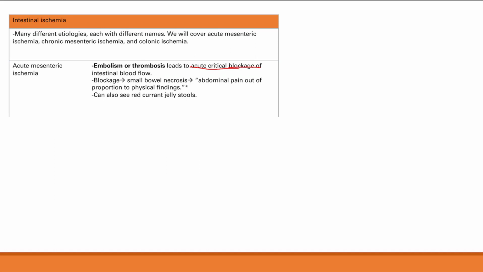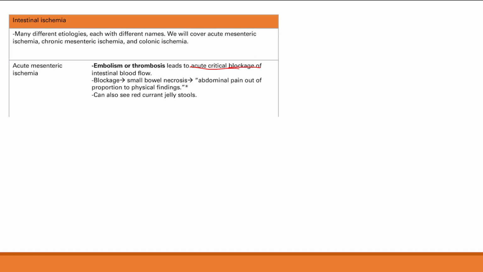It means that on abdominal exam, the patient may have a normal exam. They may have a soft abdomen. They might have no guarding or rebound, but they're going to be screaming in pain. So you're like, what the heck? Why are they screaming in pain? That doesn't make sense. But it might be because they have acute mesenteric ischemia.